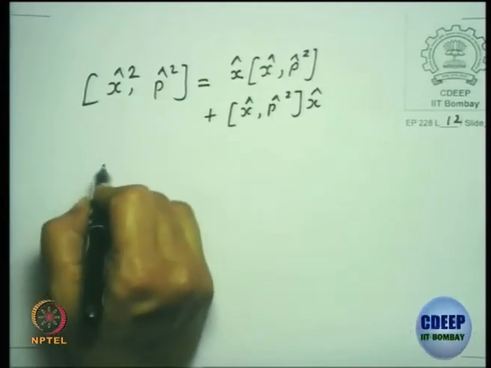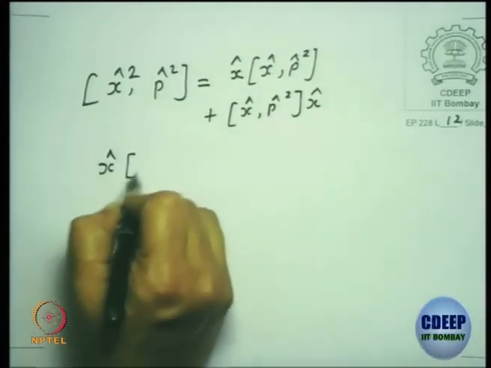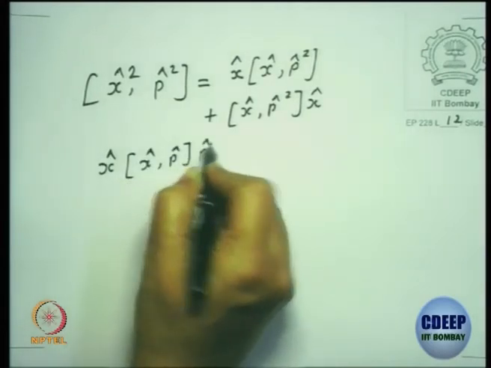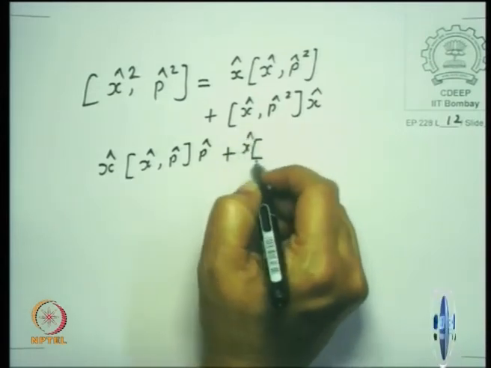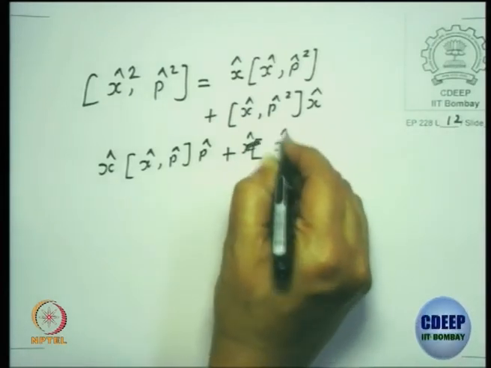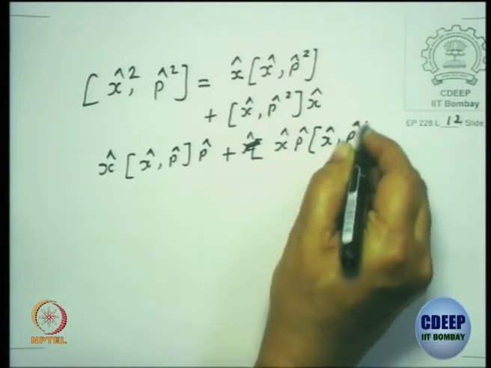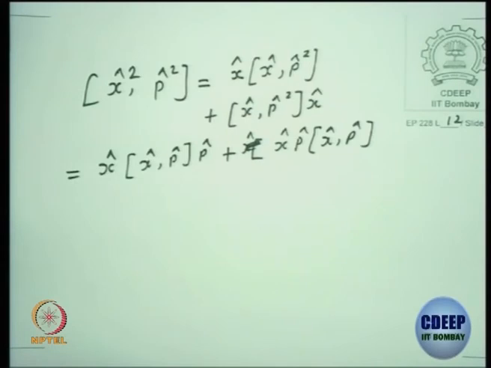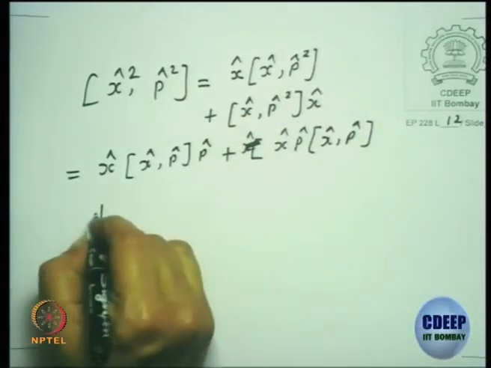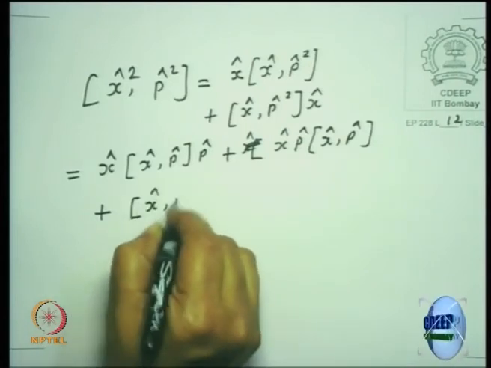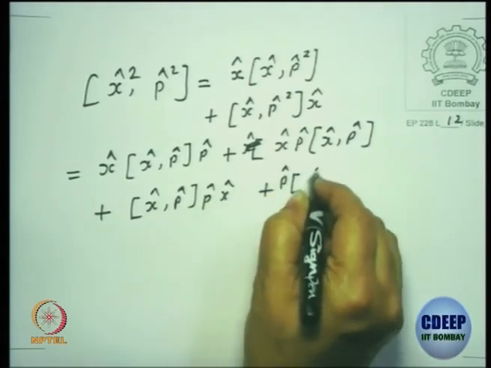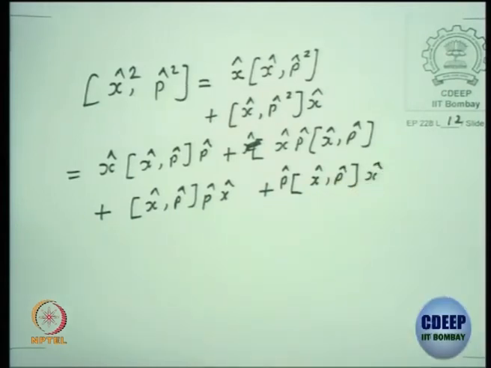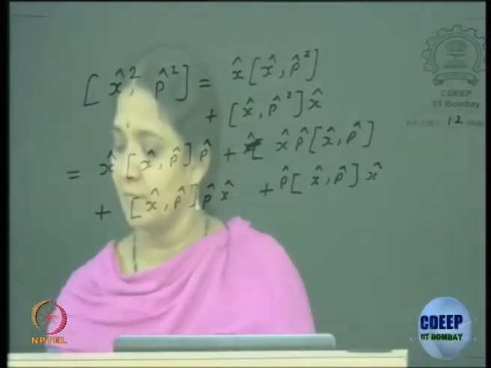And then what do we do? So that is x hat with x, p hat with p hat plus x hat with p hat, x hat with p hat. Okay, that's the first term. The second term will be x with p hat, x hat plus p hat, x hat. And now you use the commutator of x and p to be i h cross. Right? I'm doing it in one dimension. What is the simplification finally?